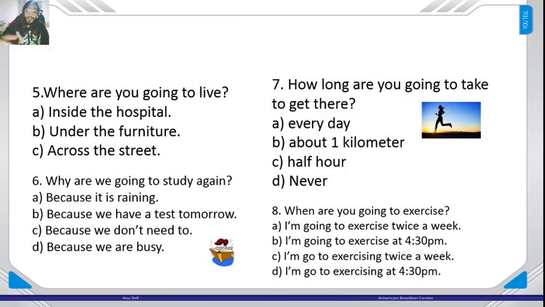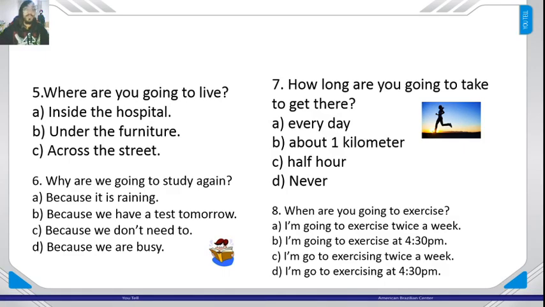Imagina vocês estão andando na rua, você pergunta pra mim, oh, onde você vai morar? Fala, do outro lado da rua, é ali, ó. Across the street. Okay, guys, put your attention number 6 now. Why are we going to study again? Look the question. Why are we going to study again?